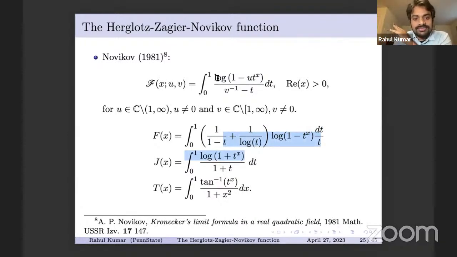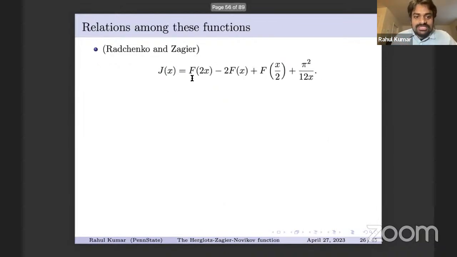When we studied this function, it had a very nice property that I will discuss in coming slides. So we decided to include the name of Novikov also in the name of the function. We have now named it the Herglotz-Zagier-Novikov function. Okay, so this is the relation between J and F, which was provided by Radchenko and Zagier in their paper.